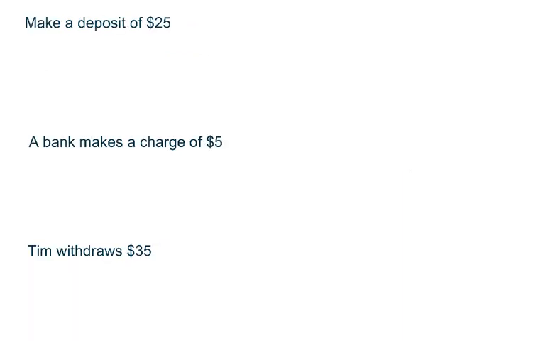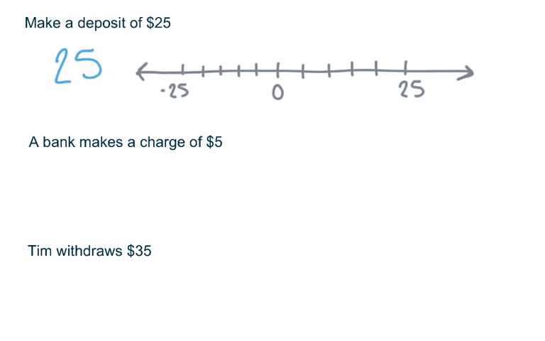Now, Tim makes a deposit of $25. What is our integer in this scenario? Our integer is 25. Now let's place our integer of 25 on our number line. As you can see, I have drawn a number line with both the numbers 25 and negative 25. Because we are making a deposit and we are adding money, that means it is going to be a positive integer. So our point is going to be on our positive 25.